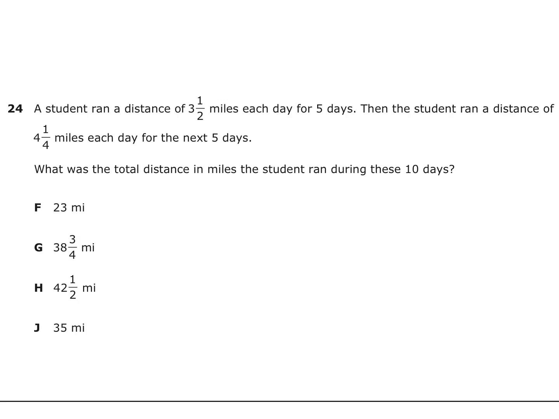A student ran a distance of 3.5 miles each day for 5 days. Then the student ran 4.25 miles each day for the next 5 days. What was the total distance in miles during these 10 days? So we have to multiply 3.5 each day for 5 days. So you're going to have 3.5 times 5.